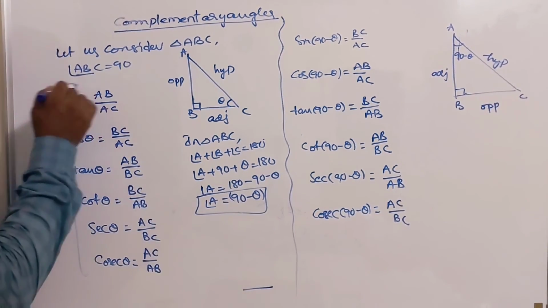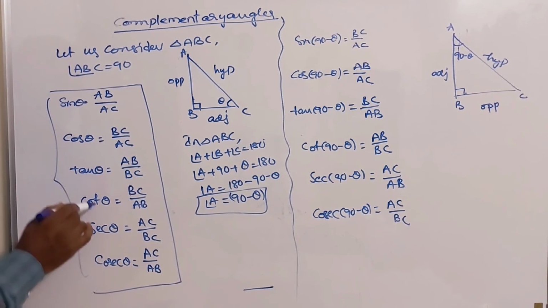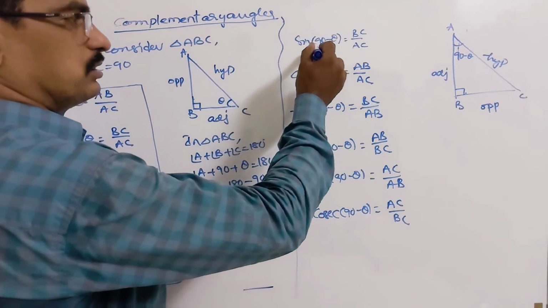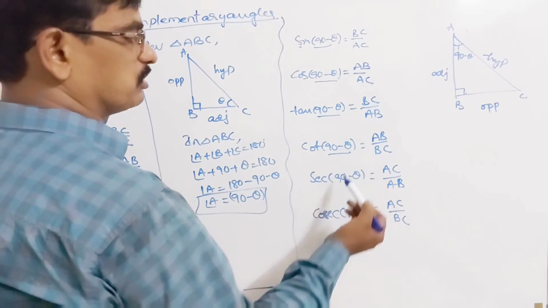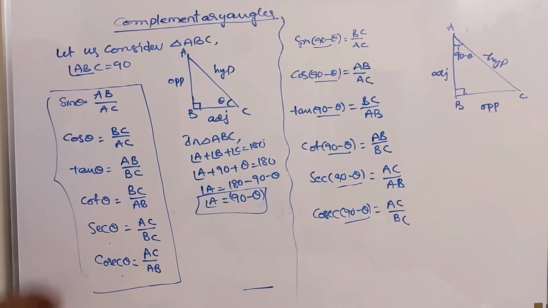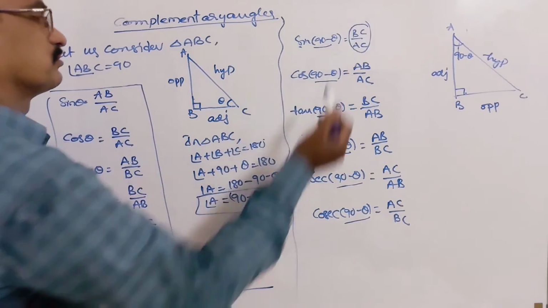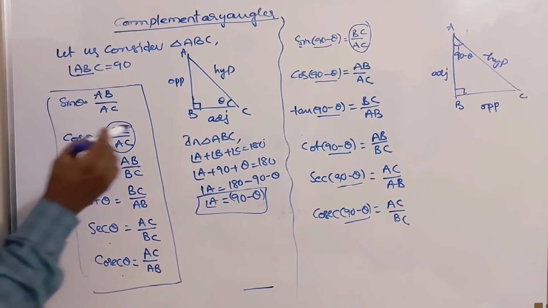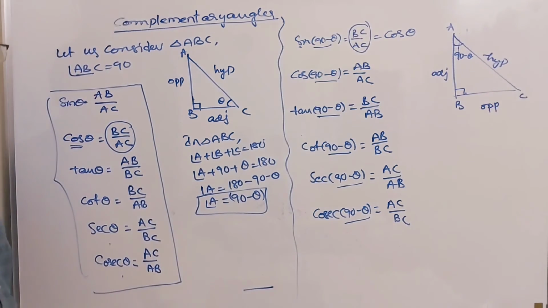Now observe sin theta, cos theta, tan theta, cot theta, secant theta, cosecant theta values. Sin of 90 minus theta, cos of 90 minus theta, tan of 90 minus theta, cot of 90 minus theta, secant of 90 minus theta, cosecant of 90 minus theta. Compare values. Here BC by AC is equal to cos theta. That is, sin of 90 minus theta is equal to cos theta.